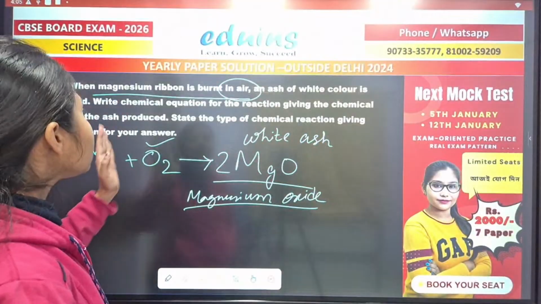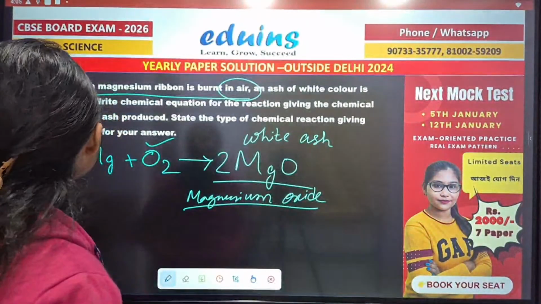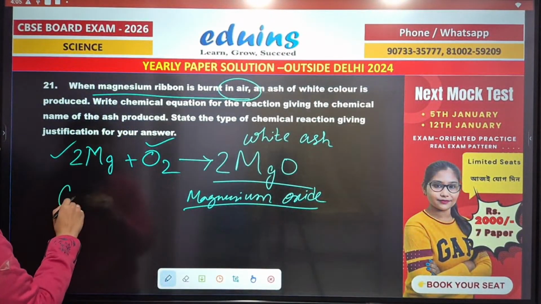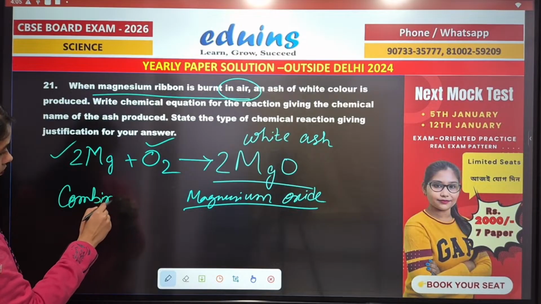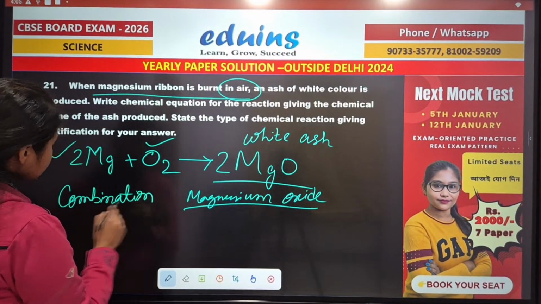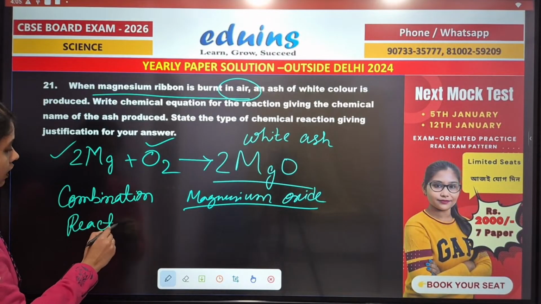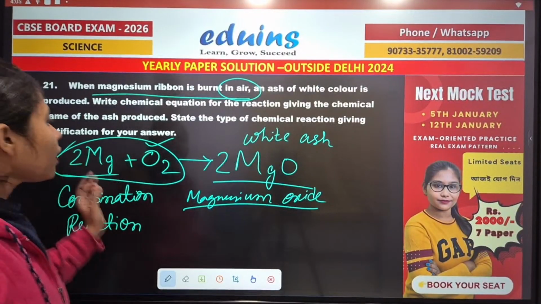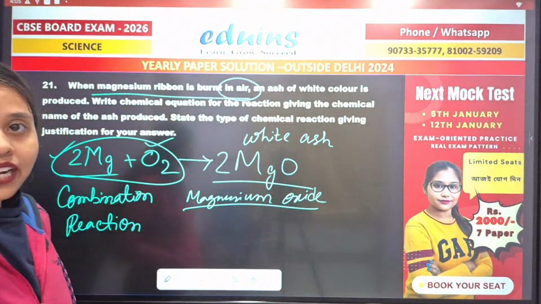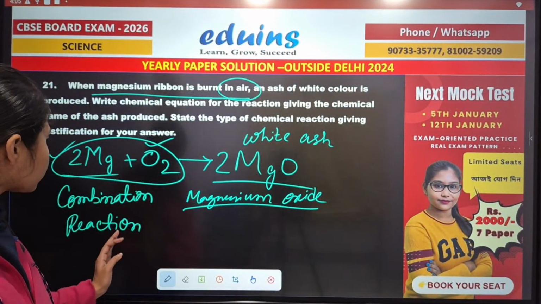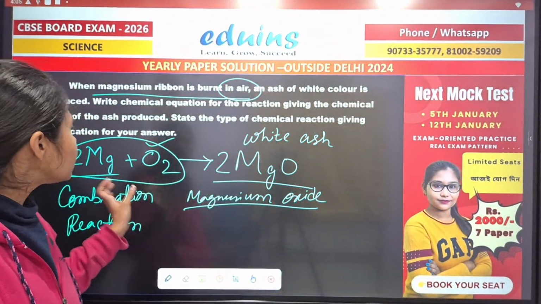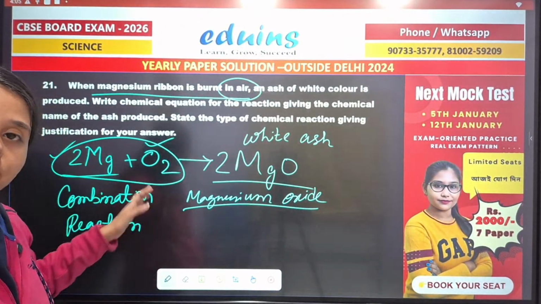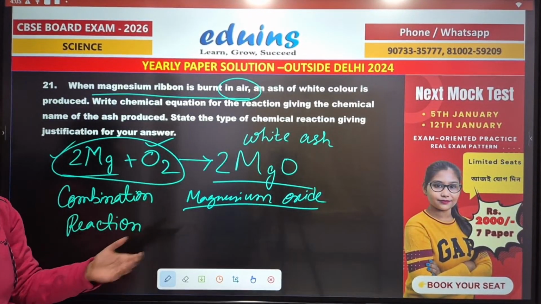And then state the type of chemical reaction, giving justification for your answer. This is the combination reaction, because when two or more substances produce one substance, that is called a combination reaction, and this is the equation. So this reaction belongs to the combination reaction. So these are the correct answers.